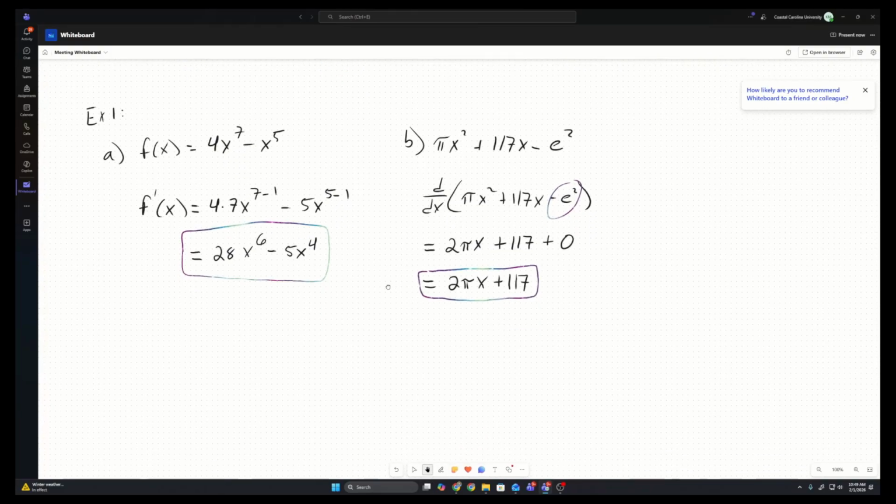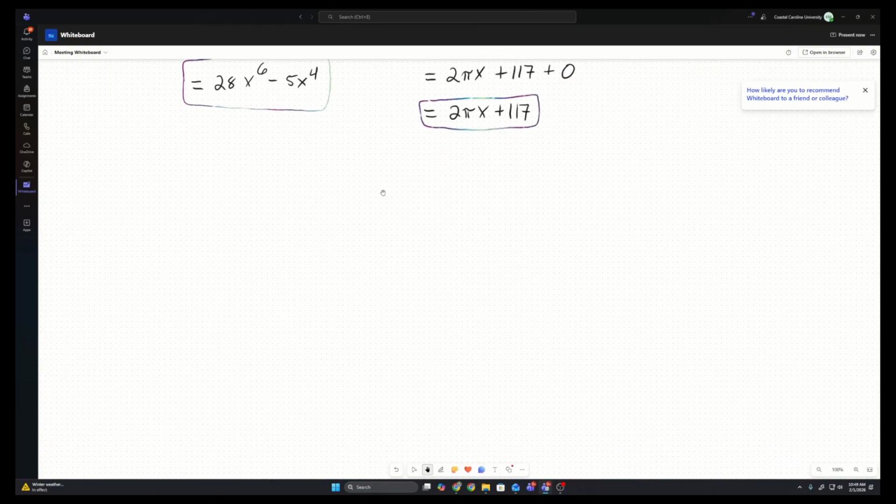Now, parts C and D are a little bit different. We have to do a couple things here, and we're going to see how these work, because they are a little different. Not in a bad way, but there's just a little more you have to do in the beginning to make it work.